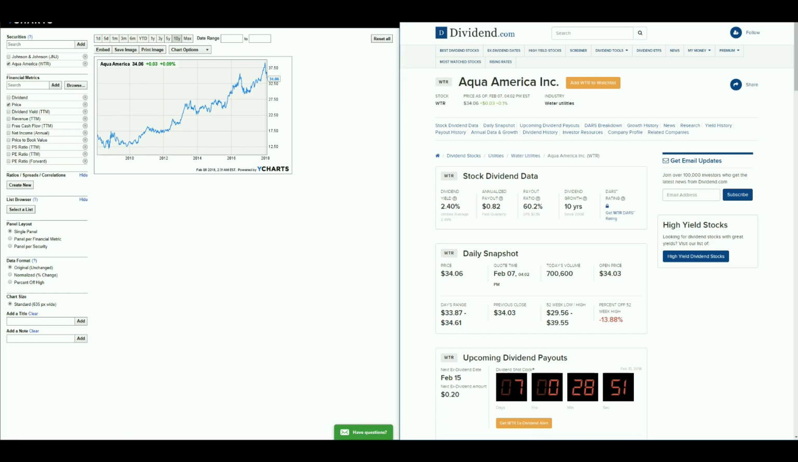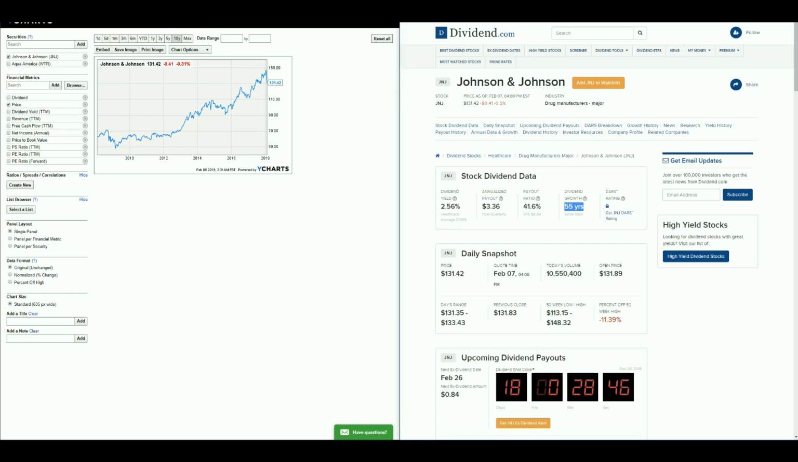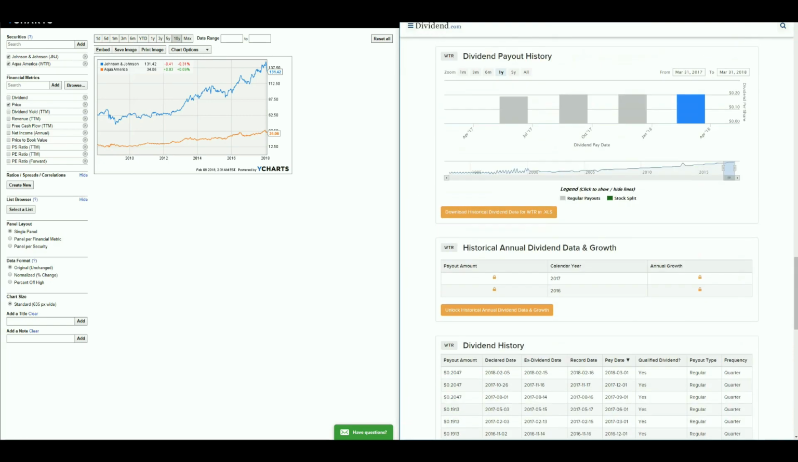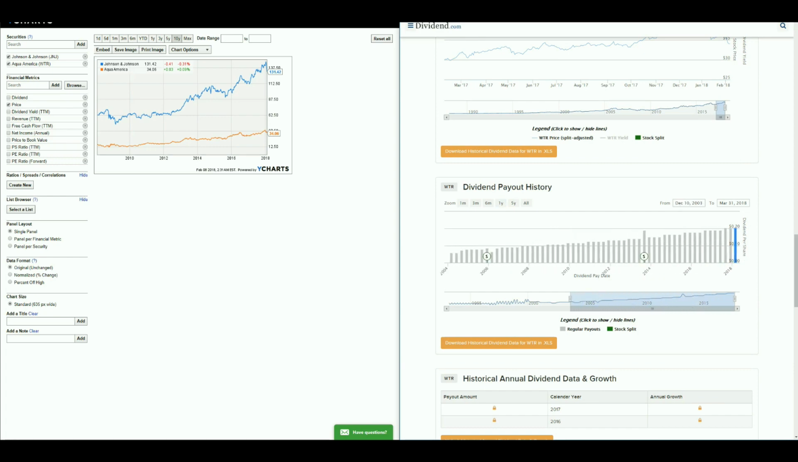Whereas WTR, 10 years of dividend growth, and Johnson & Johnson has had 55 years of dividend growth. Between these two, neither one would be considered better than the other. They both have their own strengths. One's a utility company. You can see the utility company didn't get phased at all, whereas Johnson & Johnson did come down quite a bit.